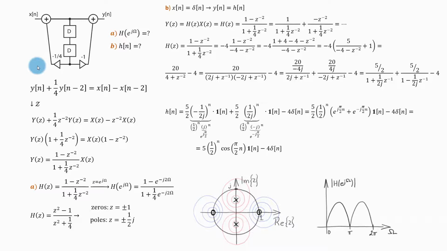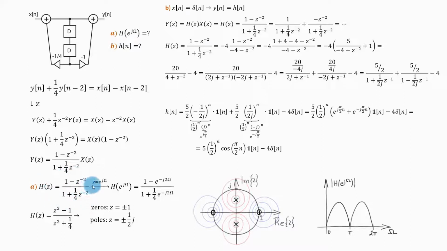Here I have another example, but this time I have a second order system. My question is, what is the frequency characteristic and what is the impulse response? So first, I will write down the difference equation of this system. Then I will apply the Z transform. That will give me this. Then on the left hand side I will extract Y of z, and on the right hand side I will extract X of z. And I will divide by this polynomial, which will give me this form. And from here I can read that this is my transfer function.